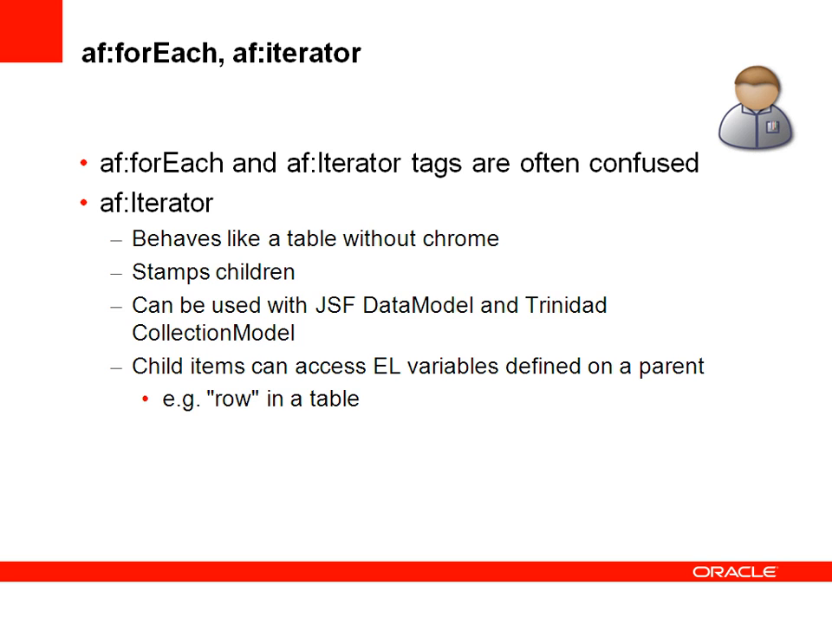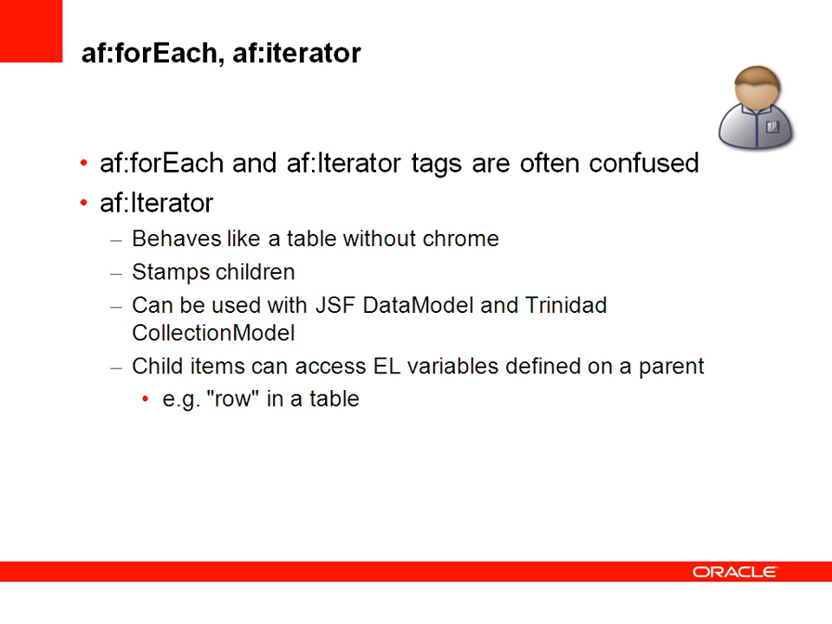Another confusion is AF for each and AF iterator. The two are really often confused. Both actually do similar things. They're iterating over a set of data to produce layout content, component output based on what they find in the iteration. However, the AF iterator is an ADF Faces component specific feature that behaves like a table without chrome.